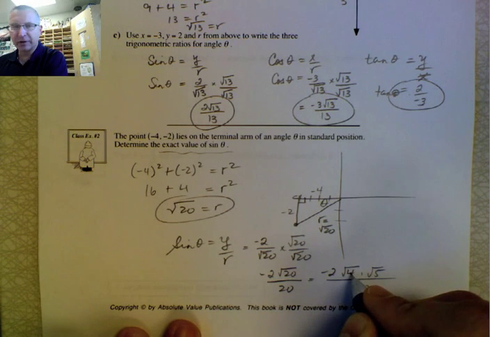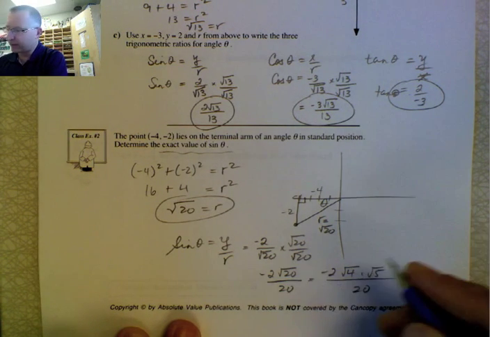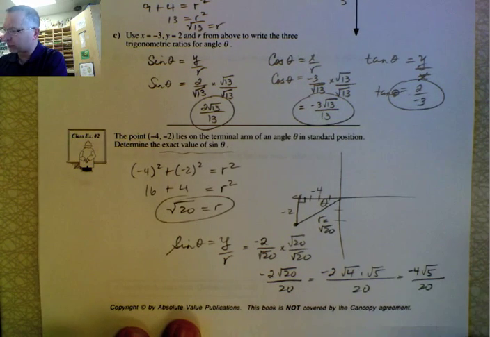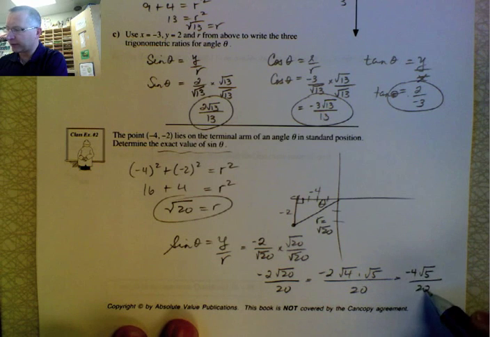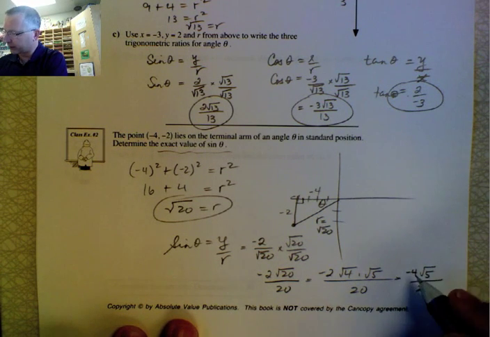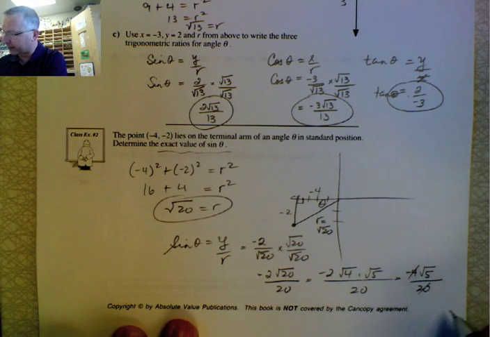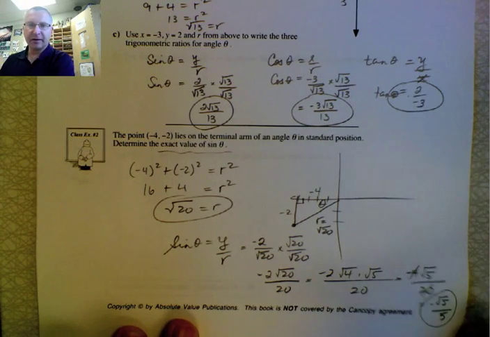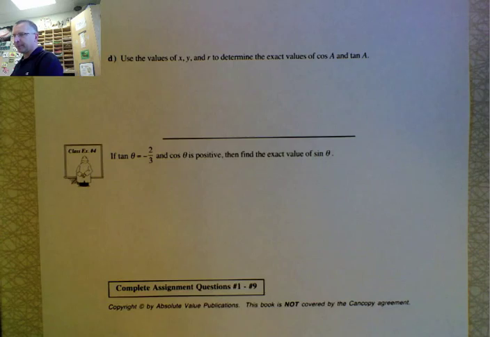Well, the square root of 4 is 2. 2 times negative 2 is going to give us negative 4 root 5 over 20. We can then also divide here. We can divide this by 4 and that by 4, and that ends up leaving us with negative root 5 over 5 with our radical in simplified form.